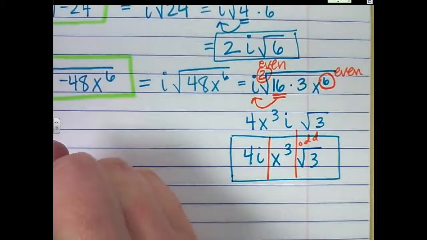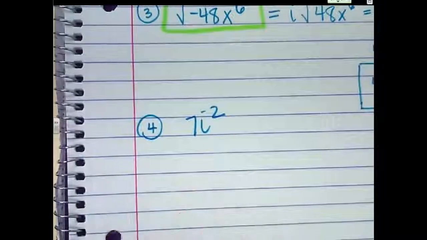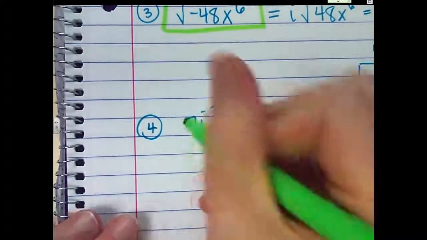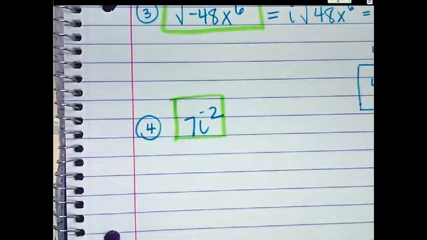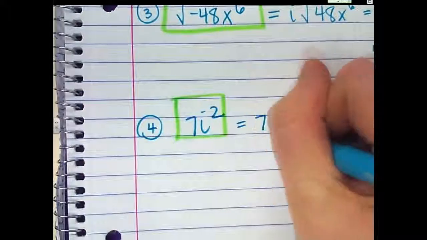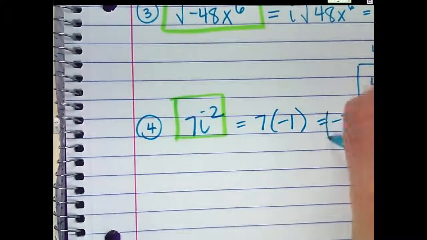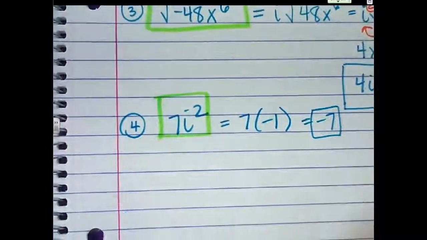Okay, number 4, 7i squared. What does i squared equal? Negative 1. So really, this is just 7 times negative 1, which is negative 7. So never, ever, ever leave an i squared in your answer, because you know what that equals.